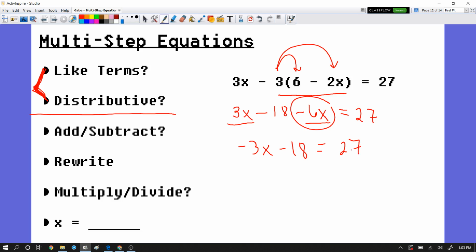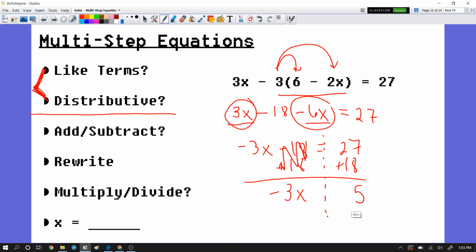So I still haven't done anything to both sides of the problem yet. Now I'm going to start. There are no more like terms and there's no more distributing. I circled these with their signs so I knew what kind of numbers they were. Plus 18, plus 18. Okay, and then divide by negative 3. X equals negative 15. Okay.